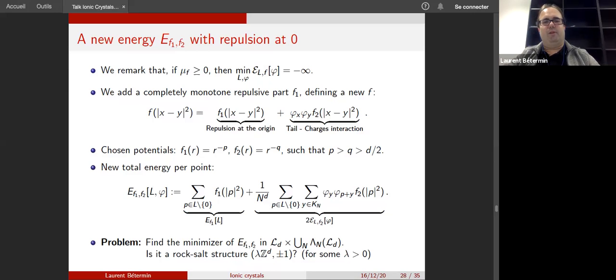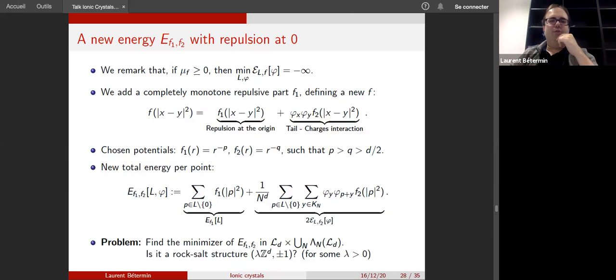So F1 will be 1 over r to the power p, and F2 will be 1 over r to the power q. And p and q will be such that everything works well, everything will decrease at infinity to 0 fast enough to be absolutely summable and to have this integral as usual. So p is larger than q and larger than d over 2. Okay. So that means that for the same kind of particles, you will have a decreasing potential. And for opposite charge, you will have something which is decreasing and increasing as interactions.